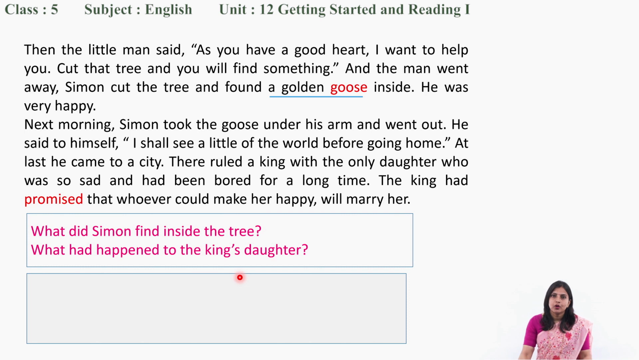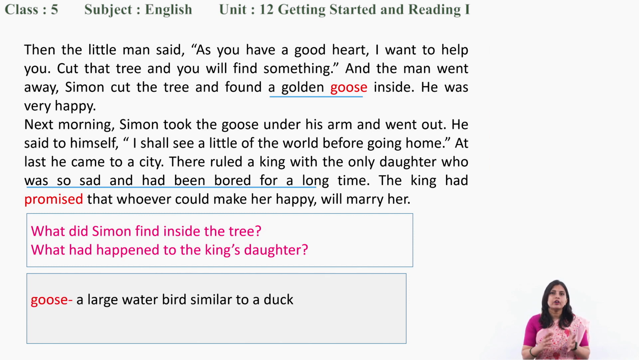What did the king have? Only a daughter. That was the only child. And she was also not happy. She was very much sad and she was bored for a long time. She was not speaking. She was very silent, always unhappy. What had happened to the king's daughter? Yes, she was sad and had been bored for a long time. The king had promised that whoever could make her happy will marry her. What had the king proposed? Yes, that whoever will make her happy, he can marry her. That was the proposal of the king because he wanted to see his daughter happy.